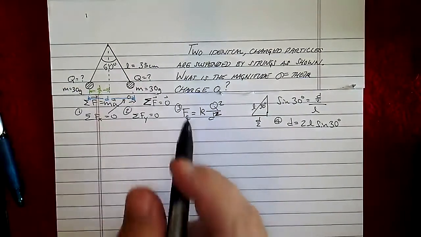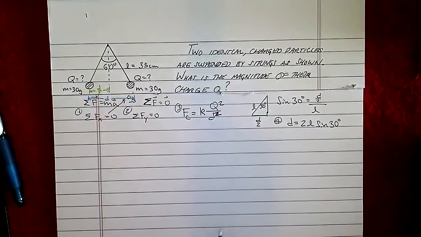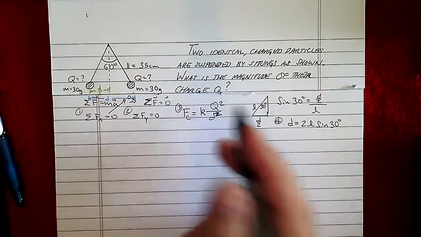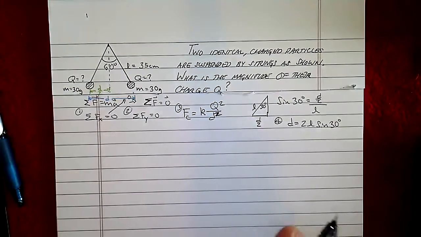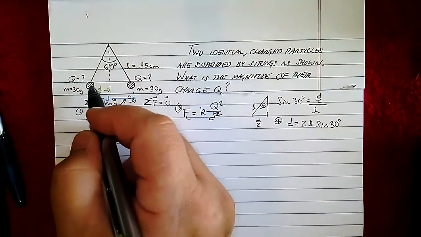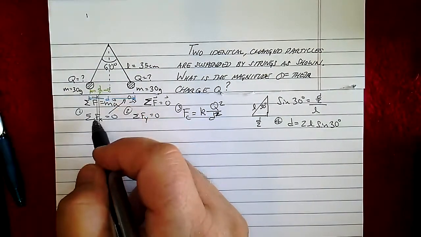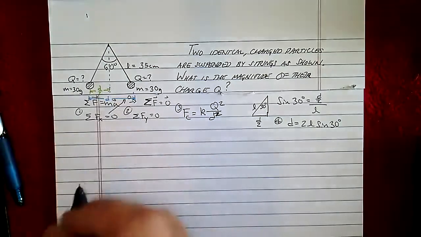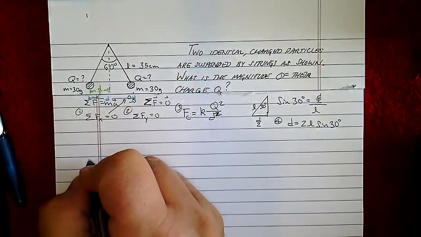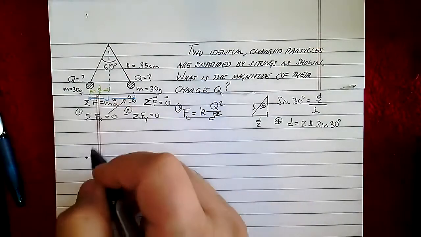Now that I have that, I can actually use equation 3 because I now know all the parts of it except for the Q, and that's what we're trying to solve for. Now I'm going to zoom in on this particular part so I can work out equation 1 and equation 2. So what we have here is a point particle, so I'm just going to draw it as a dot.